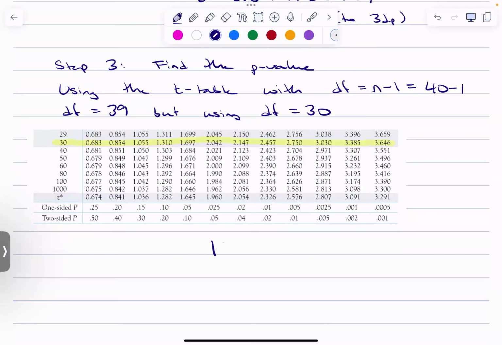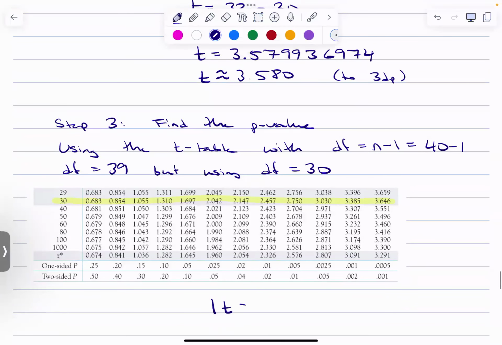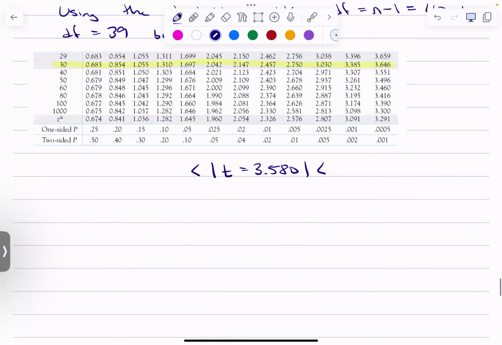Then we can get to work here. The absolute value of t equal to 3.580 is between two values. We're inching towards the end. Even if it was on the right-hand side of 3.646, you know what to do there, right? Then it's between 3.646 and infinity. In this case, it's not. We're still on the table, 3.385 to 3.646.